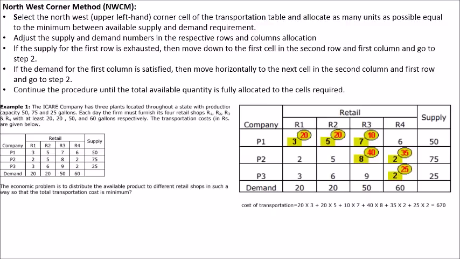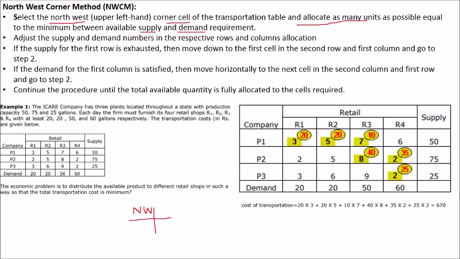So what is the northwest corner rule? Select the northwest corner cell of the transportation table and allocate as many units as equal to the supply or demand. The first allocation in this problem will be done in the northwest cell. What is the northwest cell? For example, if there are 4 cells like this, the top left one is called the northwest cell.